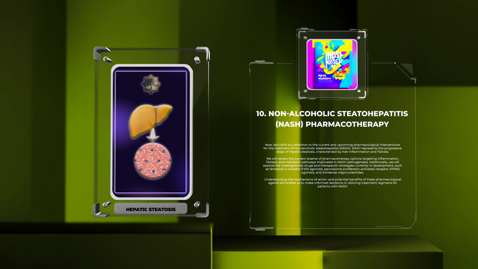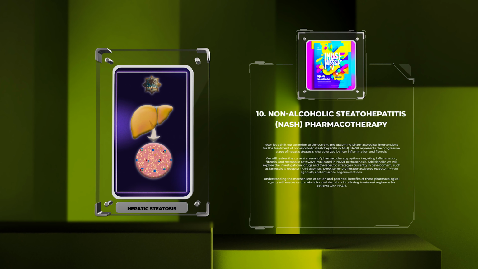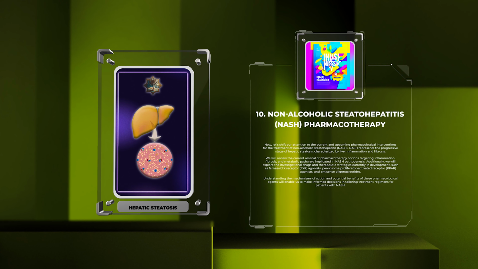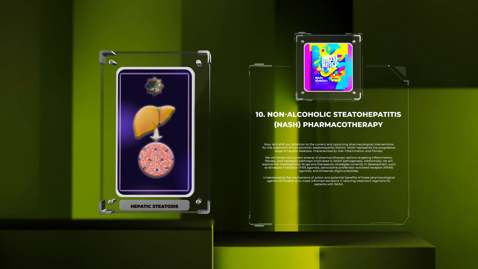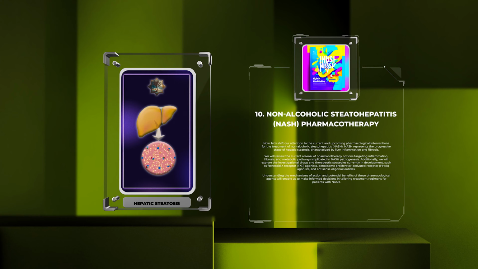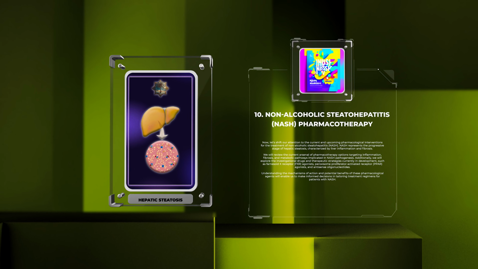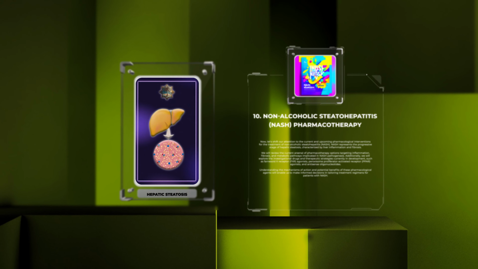We will review the current arsenal of pharmacotherapy options targeting inflammation, fibrosis, and metabolic pathways implicated in NASH pathogenesis. Additionally, we will explore the investigational drugs and therapeutic strategies currently in development, such as farnesoid X receptor, FXR, agonists, peroxisome proliferator activated receptor, PPAR, agonists, and antisense oligonucleotides. Understanding the mechanisms of action and potential benefits of these pharmacological agents will enable us to make informed decisions in tailoring treatment regimens for patients with NASH.